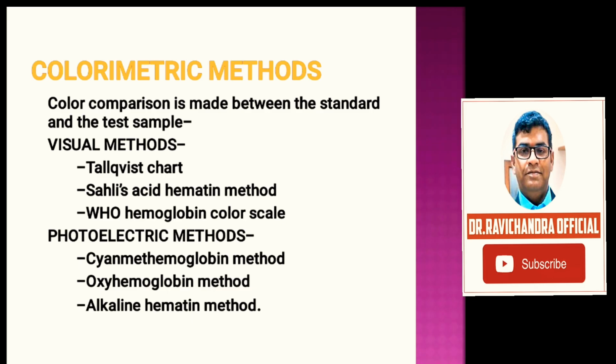In colorimetric methods, a color comparison is made between the standard and the test sample. Visual methods include the Dare's method, the Sahli acid hematin method, and the World Health Organization hemoglobin color scale. Photoelectric methods include the cyanmethemoglobin method, the oxyhemoglobin method, and the alkaline hematin method.